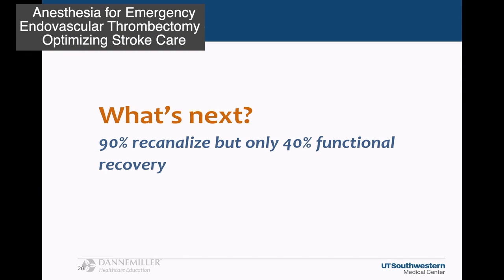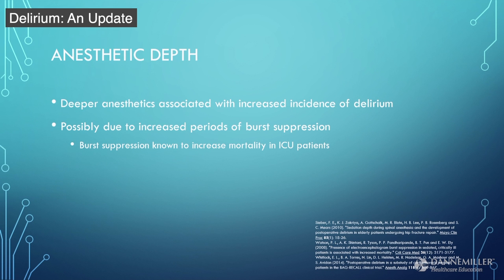So then with stroke therapy, what's the next step? Endovascular thrombectomy works. We can use GA or conscious sedation without concern about injuring the patient from anesthetic toxicity or anything. Studies found that deeper anesthetics are associated with an increased risk of delirium. And the thinking behind this is that these patients may have increased periods of burst suppression while they're under anesthesia.